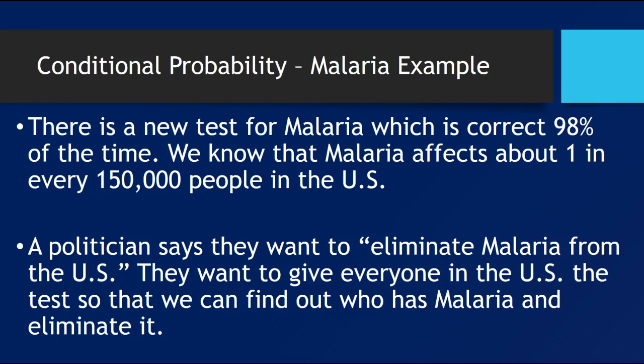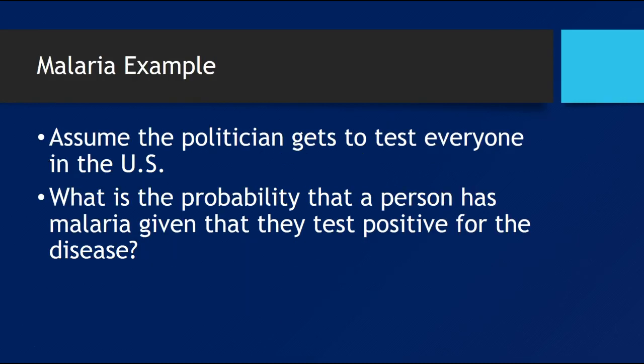So they give it to everybody in the US. Now, assume that this actually would happen. Obviously, it's a made-up example, but assume that the politician gets to test everybody. So the politician tests everybody, almost 300 million people in the United States. And then I get groups of people who test positive, groups of people who test negative. I have a group of people with the disease. I have a group of people without the disease.